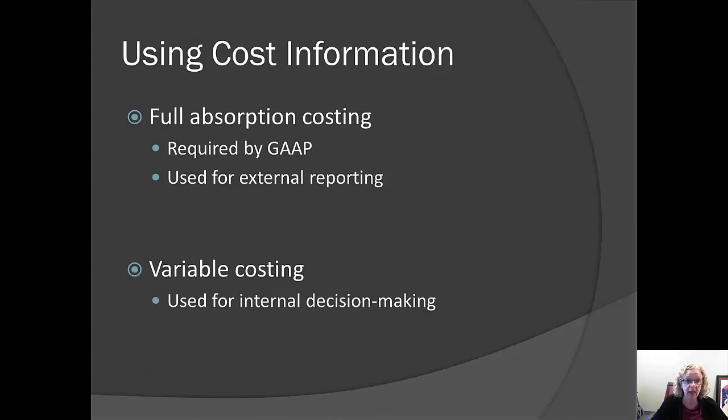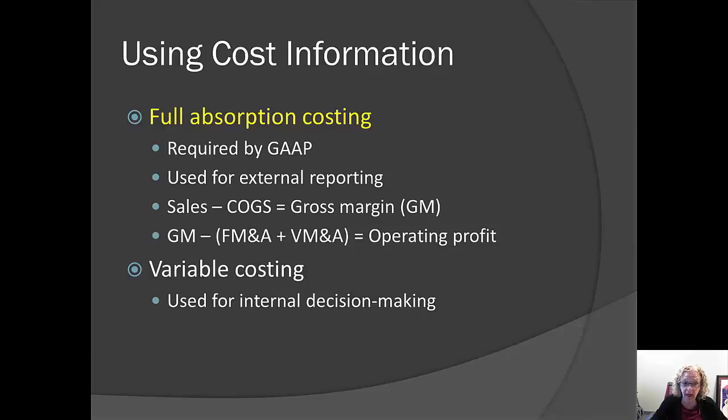What we can do is to use this information to try to understand how our firm performed during the period. One way to do that is using full absorption costing. That's what we use for external financial reporting. So we're going to take sales minus cost of goods sold, and that will give us our gross margin or gross profit. And then from that amount, we'll subtract out our fixed and variable selling and administrative expenses to get operating profit.